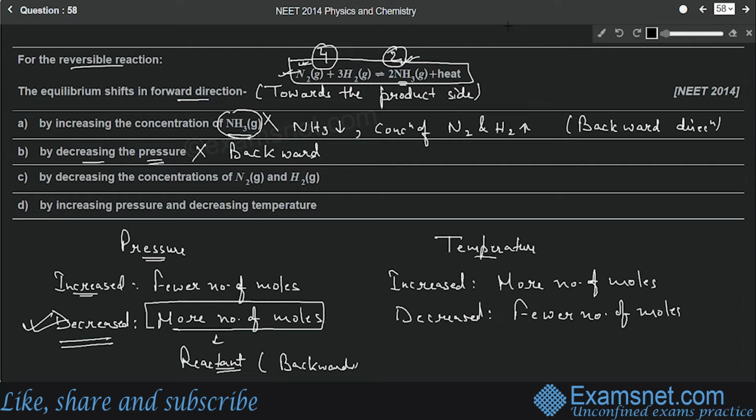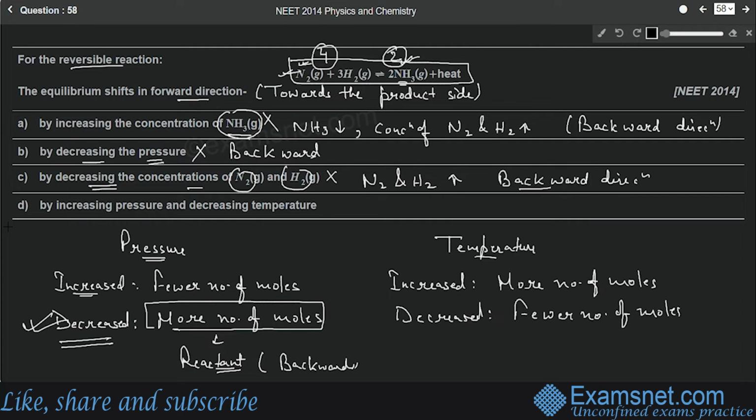Then the third option is by decreasing the concentration of nitrogen and hydrogen. So if we decrease the concentration of nitrogen and hydrogen, then the system will try to increase the concentration of nitrogen and hydrogen, right? It will just oppose the change. So the concentration of nitrogen and hydrogen will increase. That means the reactant side concentration will increase. That means again this is a backward direction, because for forward direction the concentration should increase on the product side, not towards the reactant side. So this is also incorrect.